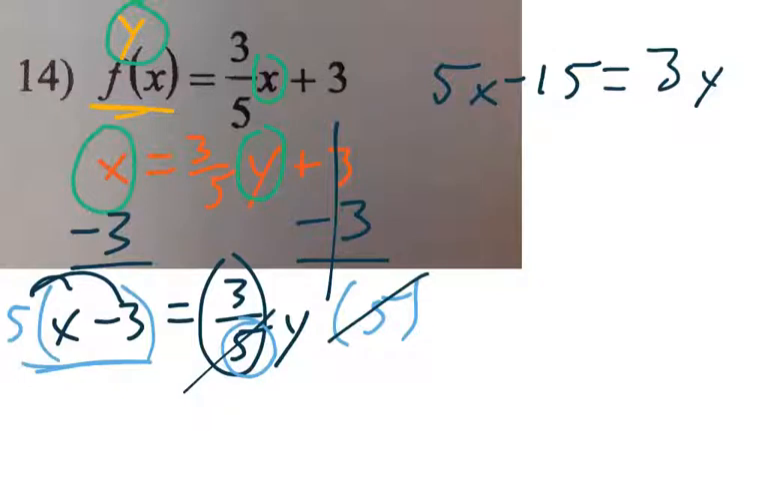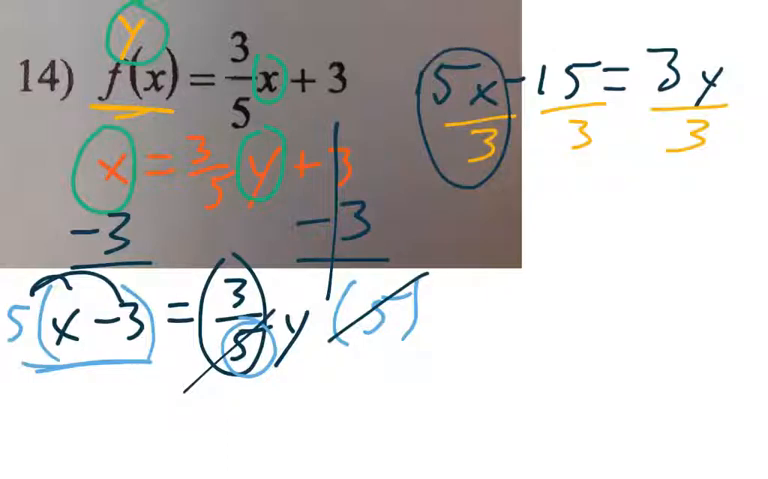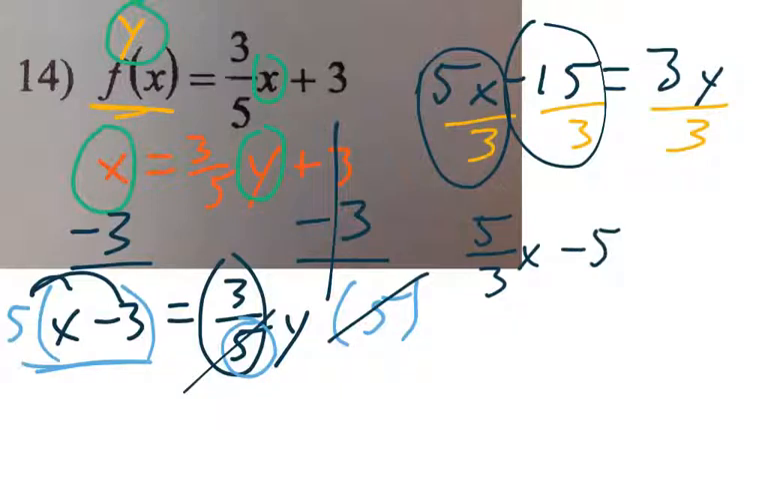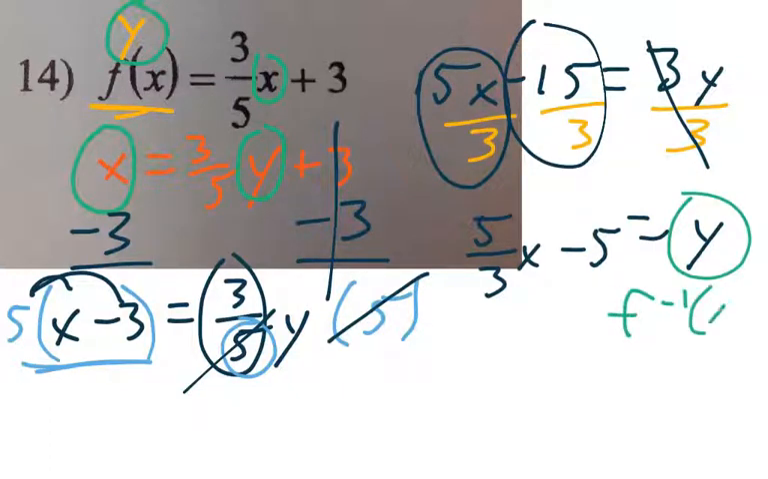The only thing left to do is I'm going to divide everything by 3. This is using distributive property. So my final result is 5/3 x minus 5, 15 divided by 3 is 5, equals y. And the only thing else I can do is, remember, this y is the inverse function, and we refer to it as f inverse of x. We started with f of x, we end up with f inverse of x. Pause the video if you need to.